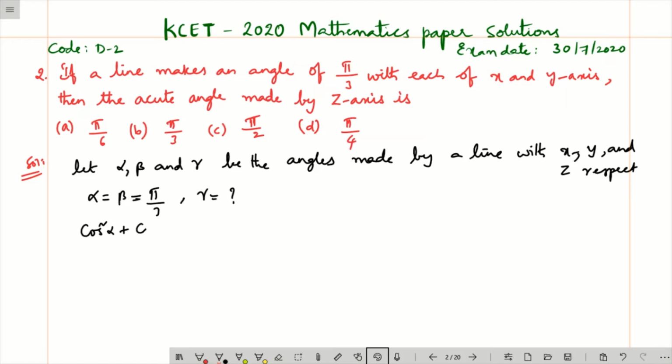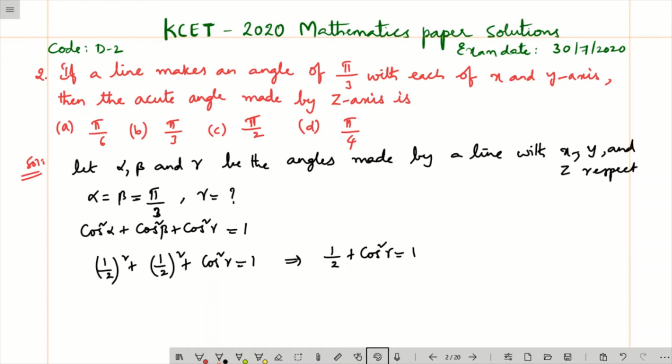cos square alpha plus cos square beta plus cos square gamma is equal to 1. Using this relation, we can start writing cos pi by 3; pi by 3 is 60 degrees. So cos 60 degrees, that is (1 by 2) whole square plus (1 by 2) whole square plus cos square gamma equals 1. On simplifying, 1 by 4 plus 1 by 4 becomes 1 by 2, so 1 by 2 plus cos square gamma equals 1. So cos square gamma equals 1 minus half, which is half.